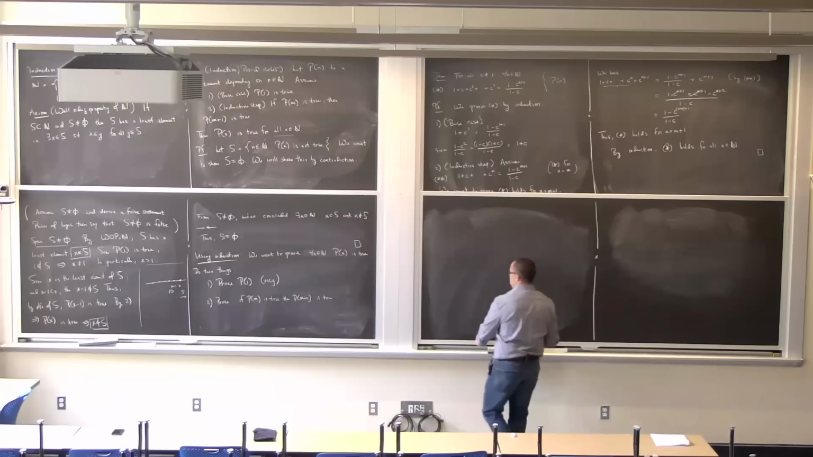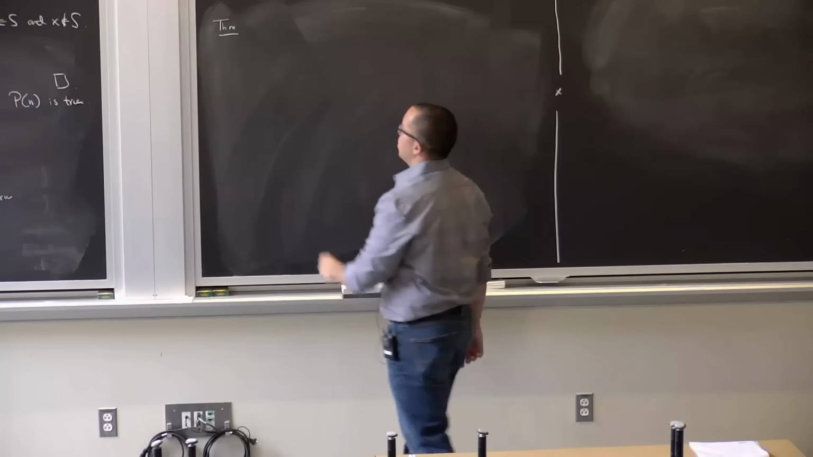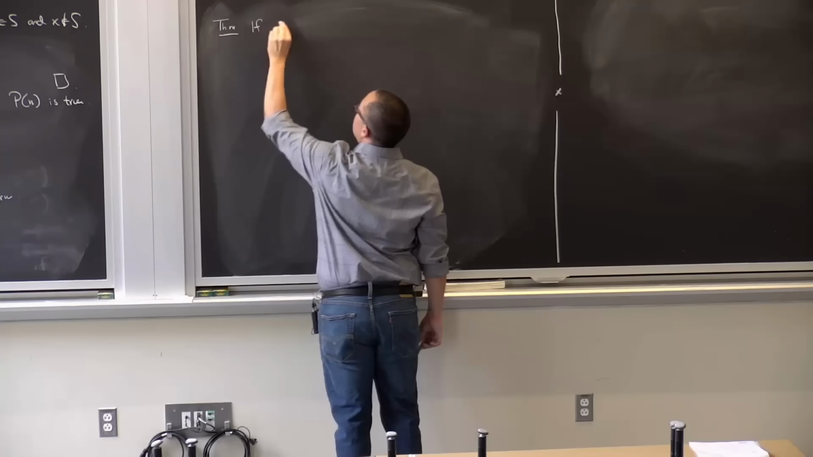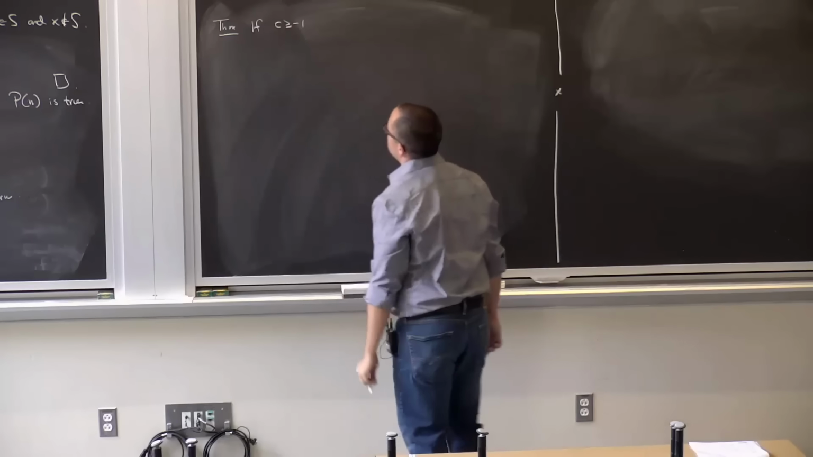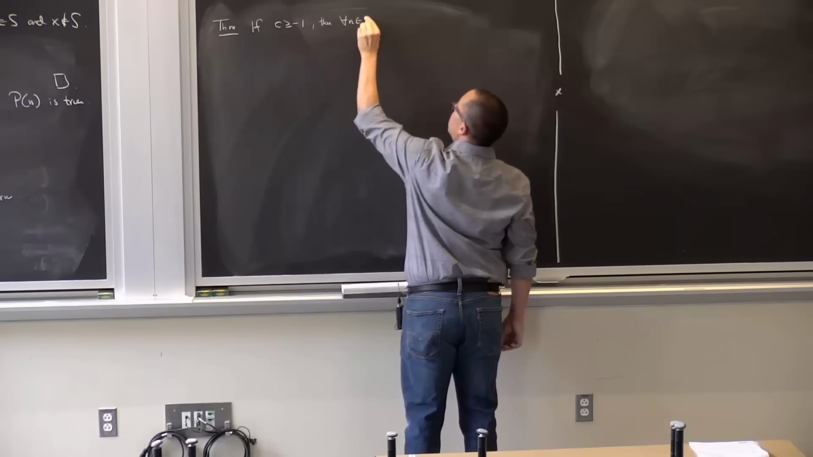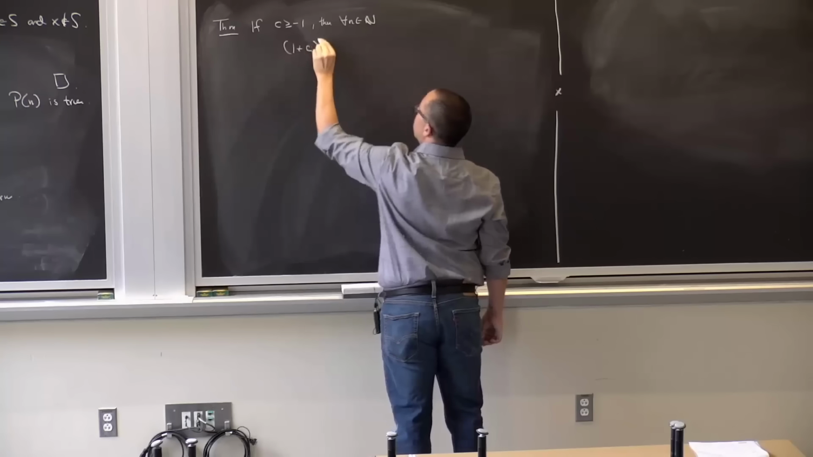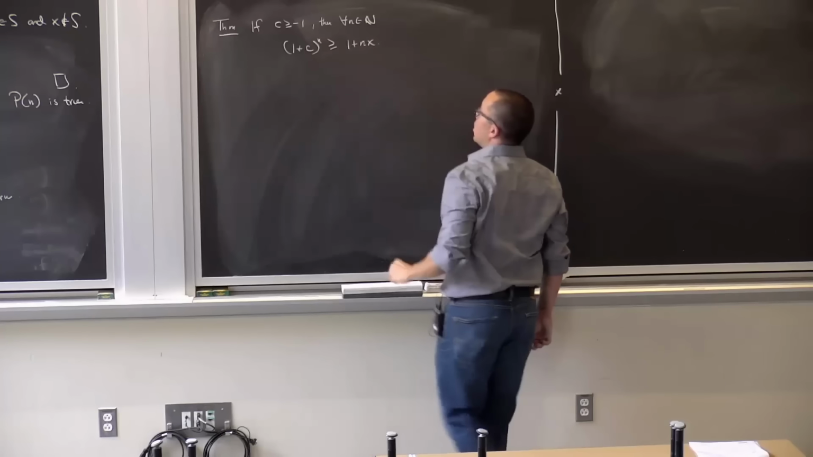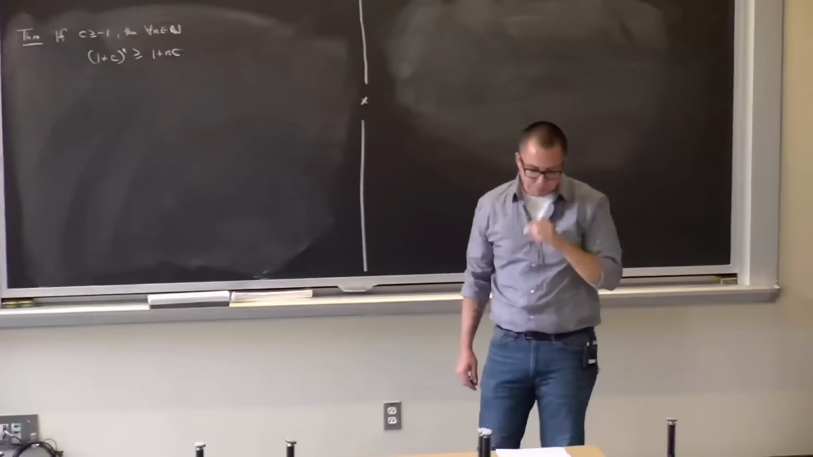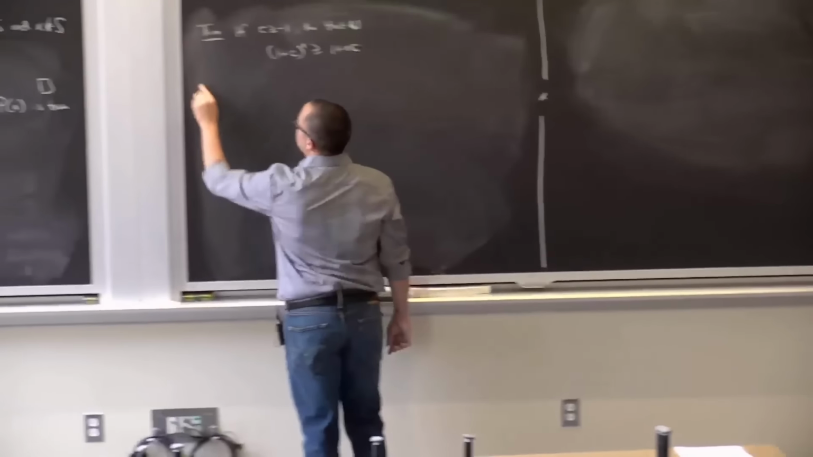Okay, so let's do one more example of using induction. Let's prove: if c is a real number bigger than or equal to -1, then for all n natural number, (1 + c)^n is bigger than or equal to 1 + n times c. Okay? All right, so we're going to do this by induction again.